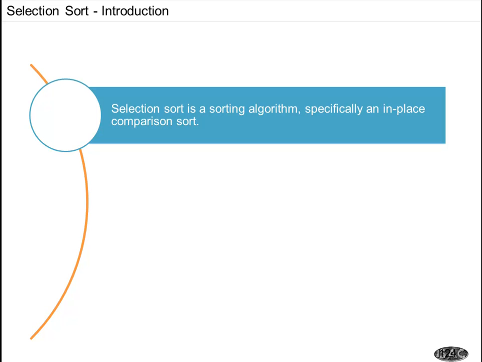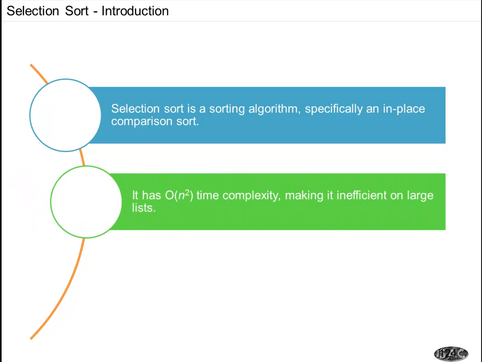We don't change just the adjacent one. So it is an in-place comparison sort. Just remember this difference, in-place comparison sort. Bubble sort is also a comparison sort, but it is not an in-place comparison sort, and bubble sort is a swapping comparison sort.